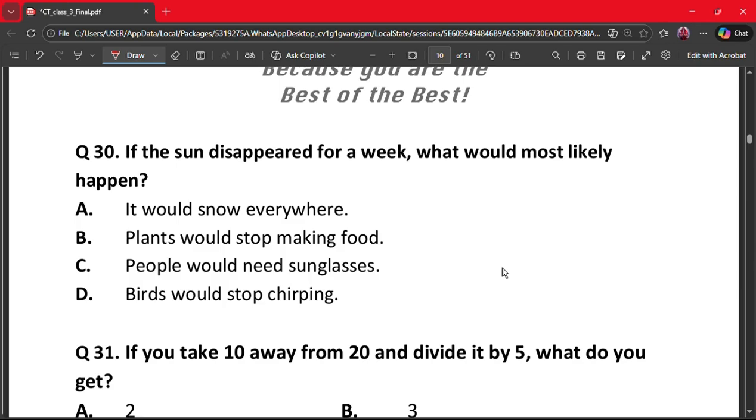Our next question, question number 30. If the sun disappeared for a week, what would most likely happen? A. It would snow everywhere. B. Plants would stop making food. C. People would need sunglasses. And D. Birds would stop chirping. The correct answer is option B. Plants would stop making food.